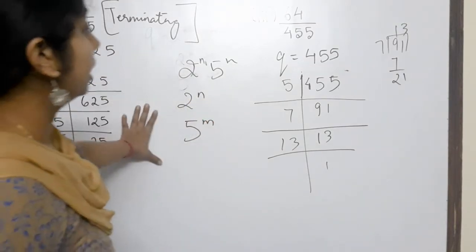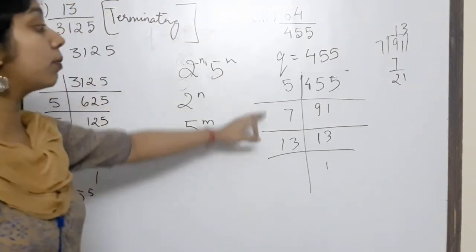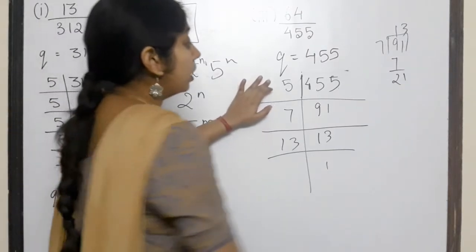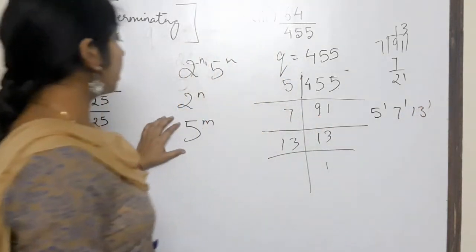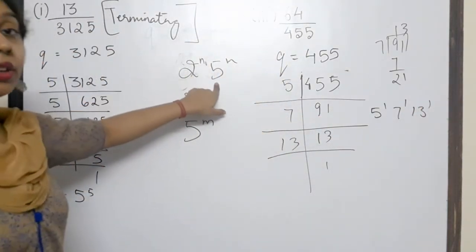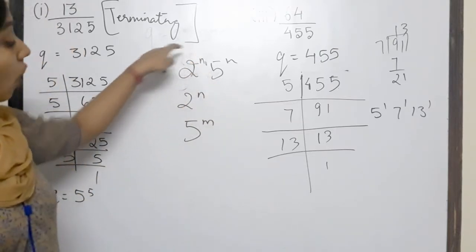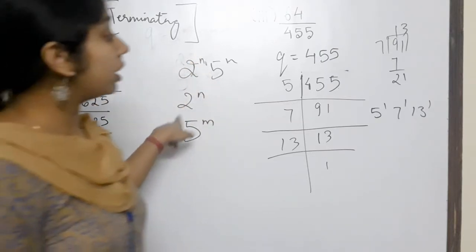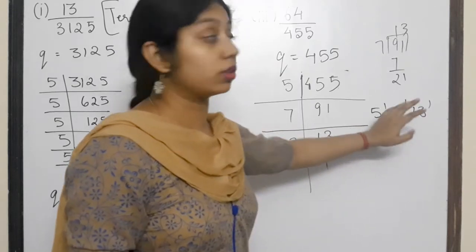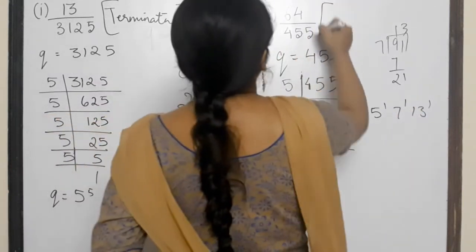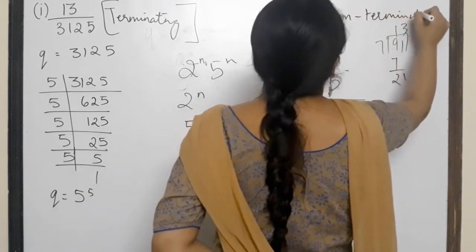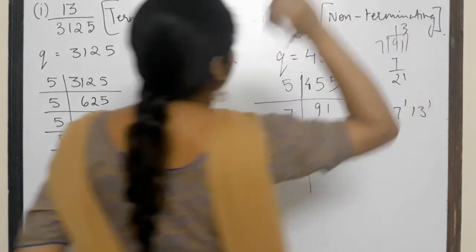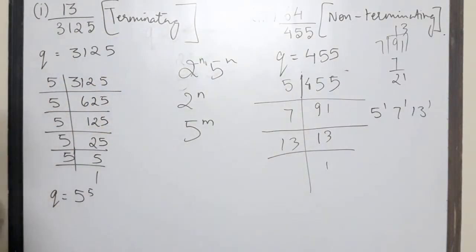Other than these, if there are any other numbers in the prime factorization, that means over here this can be written as 5 to the power 1, 7 to the power 1, 13 to the power 1. But the criteria should have been either 2 to the power n with 5 to the power n, or only 5 to the power n. But over here, other than 5, we have 7 and 13 also. Therefore, this number is non-terminating. Is that clear? So copy this much down, then we will move on to the next one.